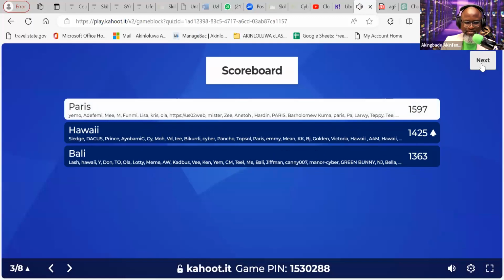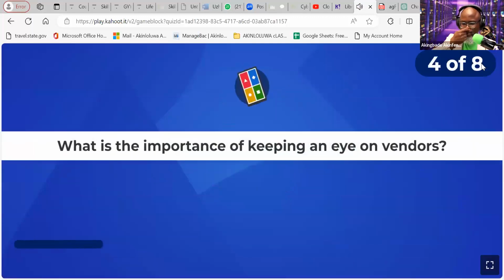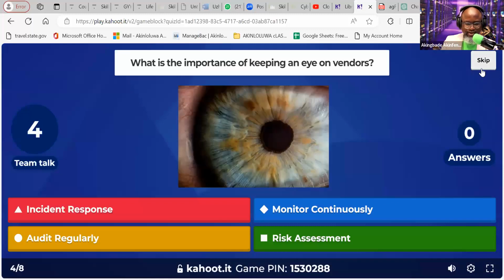Okay, Paris has taken over. All right, let's go. Any of those spots I would love to go. Well, I've been to two. I need to hit the third one. Let's see if Bali can catch up.